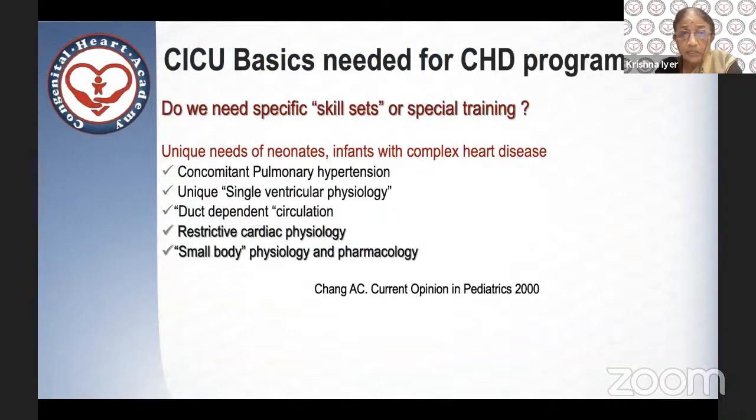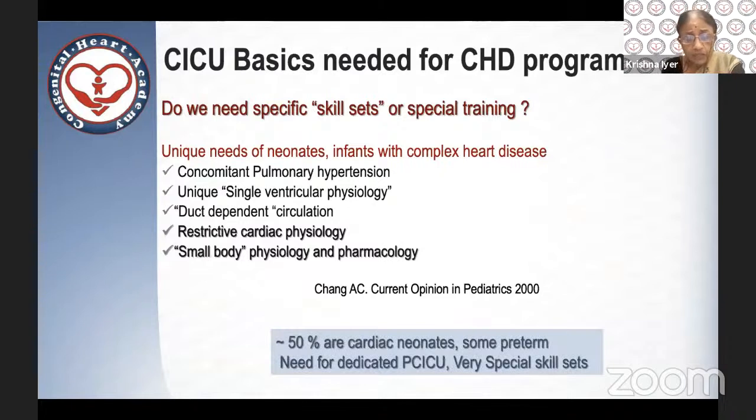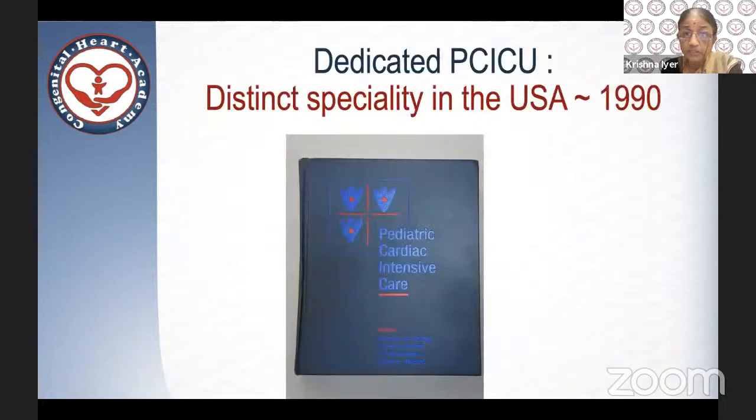So do we really need special skill sets or special training for congenital heart programs in the high-income countries? Yes, you do, because you need to meet the unique needs of neonates and infants with complex heart disease who very often have concomitant pulmonary hypertension, with unique univentricular physiology and restrictive cardiac physiology. In most high-income countries, about half of them are cardiac neonates, and increasingly preterm infants undergo complex cardiac surgery. So there's very much a need for a dedicated pediatric cardiac intensive care unit with very special skill sets.